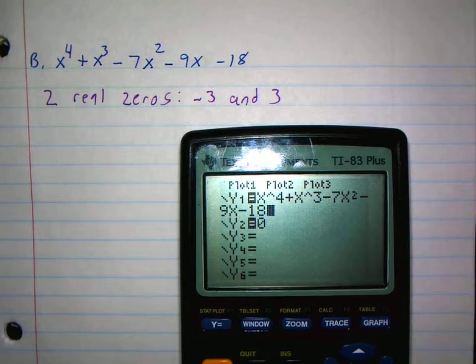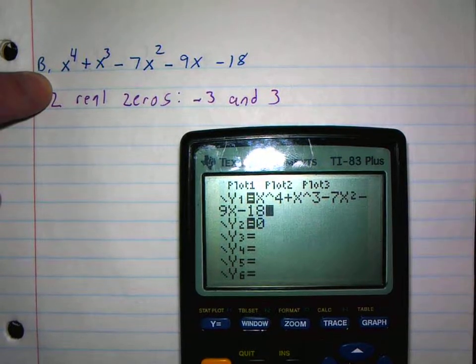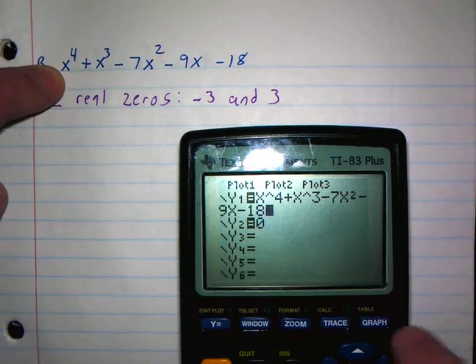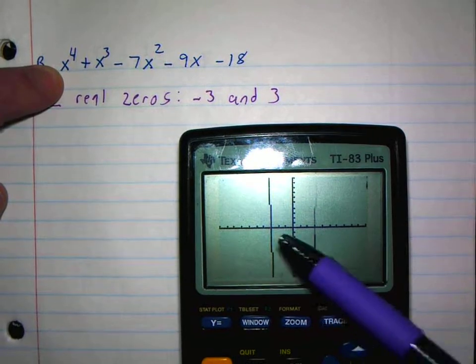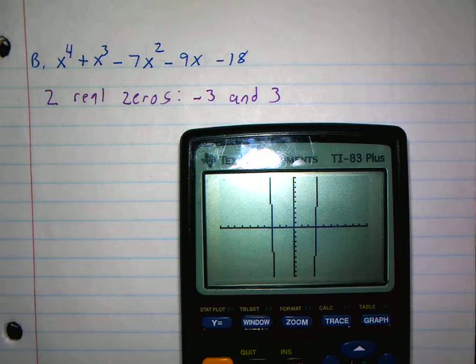So in this problem, we have x to the fourth power. So by the fundamental theorem of algebra, we're looking for 4 solutions. I took this, punched it in my graphing calculator. I hit graph, and I saw it crosses at -3 and 3. Can't see 2 of them. That probably means they're imaginary.